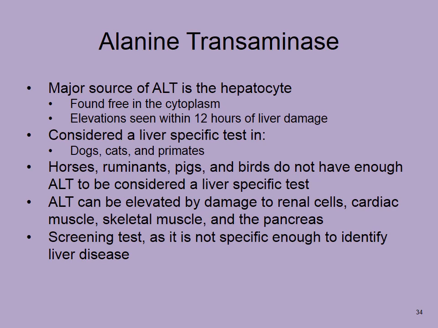It can be elevated by damage to renal cells as well, cardiac muscle, skeletal muscle, and the pancreas. So bear that in mind. So the results just need to be taken with a bit of a grain of salt if there's known problems in those areas. Again, the major source is the liver, and this is considered a liver-specific test in dogs and cats, and non-human primates if you happen to be working with those. It's a screening test, so it's not specific enough to identify the liver disease. Sounds familiar, right? It's like every liver test. But ALT, very commonly used as a screening test for liver.